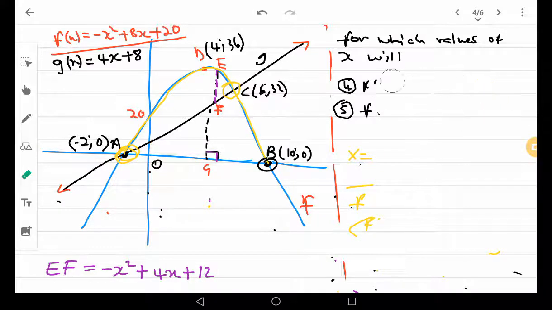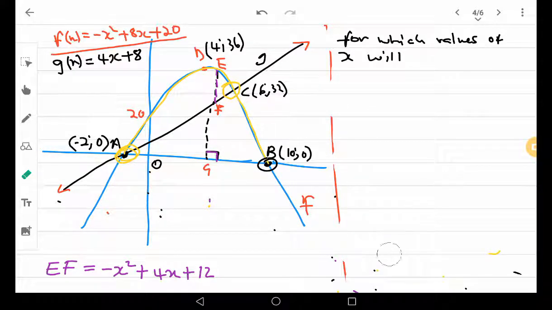Maybe they offer something like this. But for which values of x? Maybe f of x minus g of x is equal to 1. The difference between these two graphs is 1.